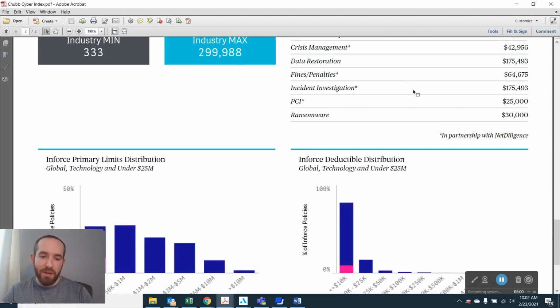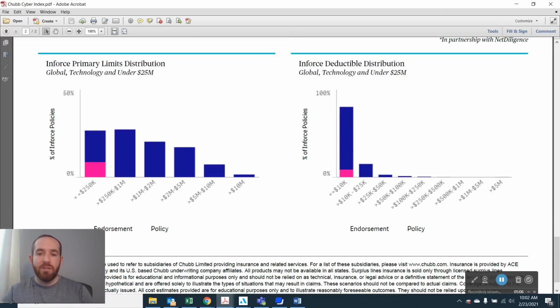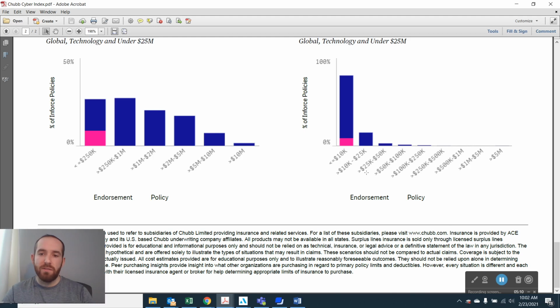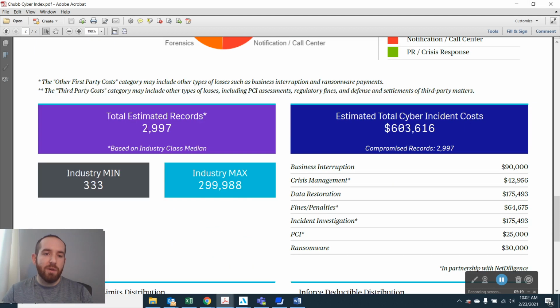But if you bought a $500,000 policy or a $250,000 policy, you might be paying a little bit out of pocket. And the average deductible was less than $10,000 or $10,000 to $25K. Another way to calculate data breach cost is to figure out how many records you have, say 3,000, and then look at the cost per record.